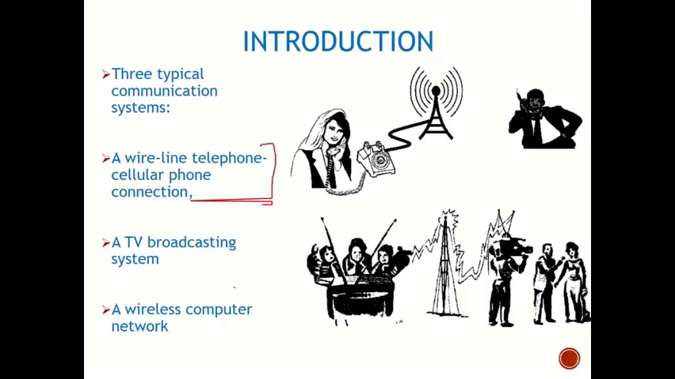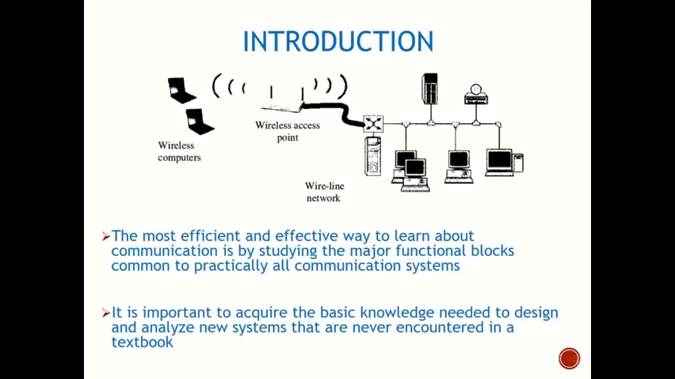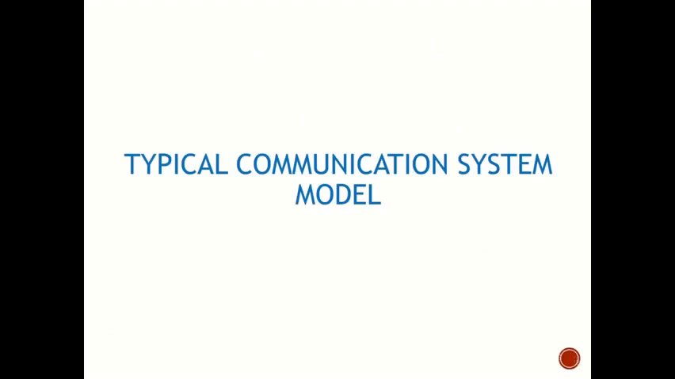the wireless network. So the most efficient and effective way to learn about communication systems is to study the major functional blocks. If we know what the basic building blocks are, how each block works, and what the purpose of each block is, then it's easy to understand the overall working principle. Let's see what the basic building blocks of a communication system are.